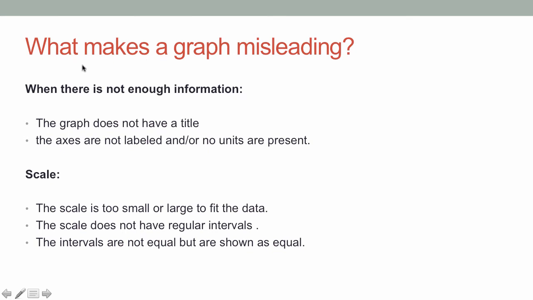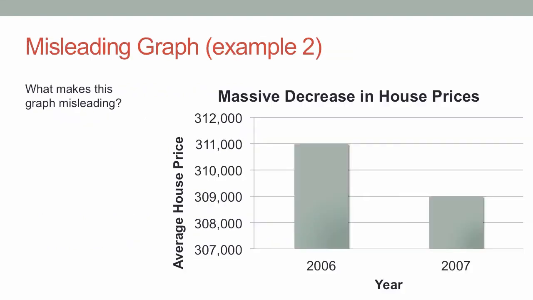So to keep an eye out for misleading graphs, make sure there's a good title. Make sure the axes are labeled or that there are very clear units. Make sure the scale is not too large or too small. Make sure the scale has regular intervals. Make sure the intervals are equal. Those are all things to look at and are ways to make a graph misleading.